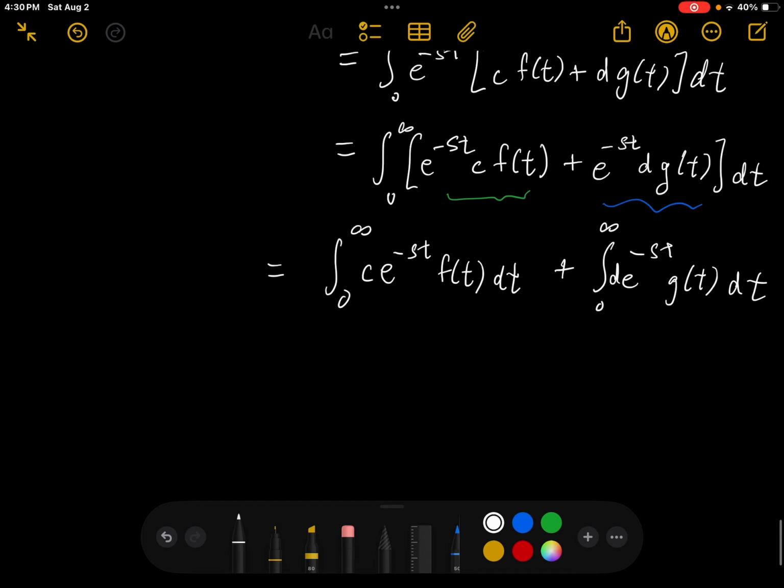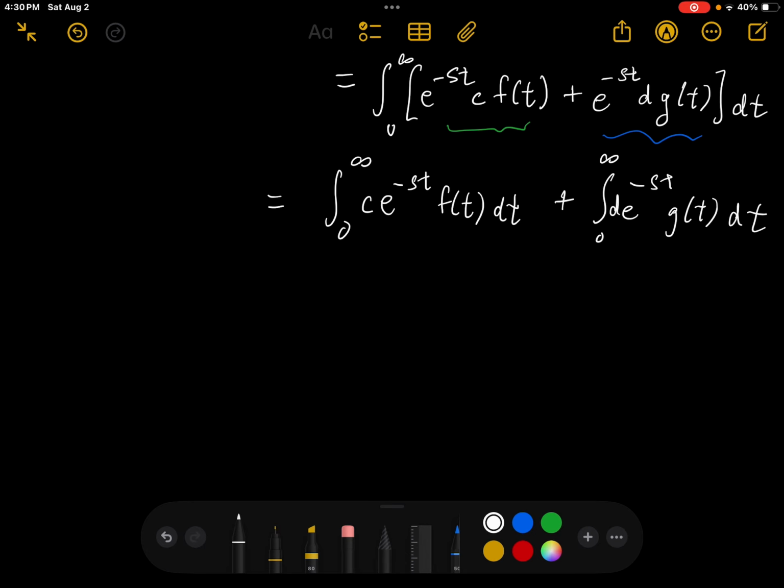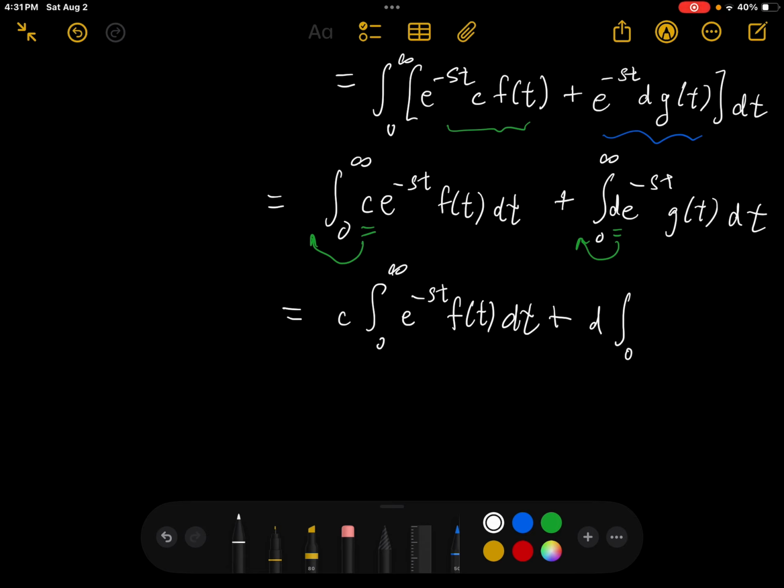And then I have the property of the integral that I have constants, these constants c and d, and I can move the constants out. That's a property of the integral. So it's going to be c times the integral from 0 to infinity of e to the minus st f of t dt, plus d times the integral from 0 to infinity of e to the minus st g of t.